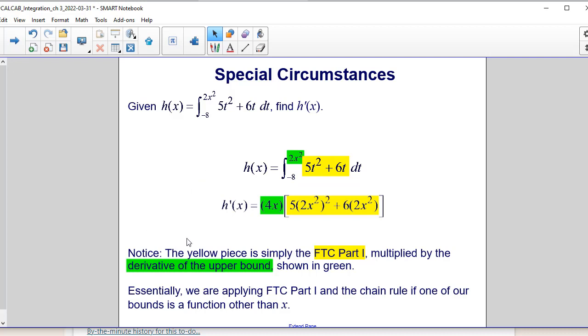Did you notice that this yellow piece up here, 5t squared plus 6t, is simply the FTC part 1 by replacing t with 2x squared here and here? And it's also multiplied by the derivative of the upper bound, which is shown in green. The derivative of 2x squared is 4x. So essentially, we are applying the FTC part 1 and the chain rule if one of our bounds is a function other than x.